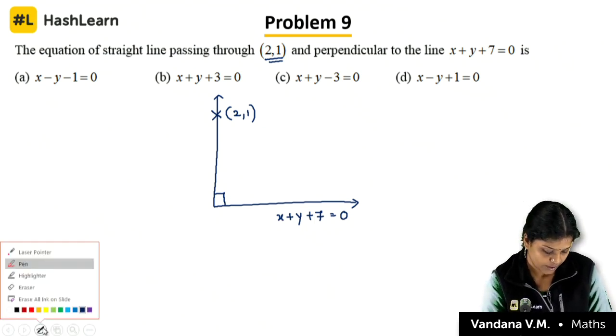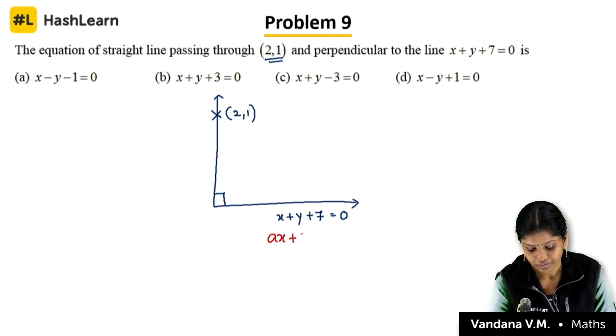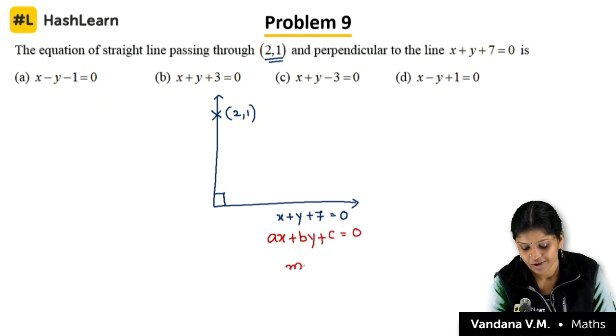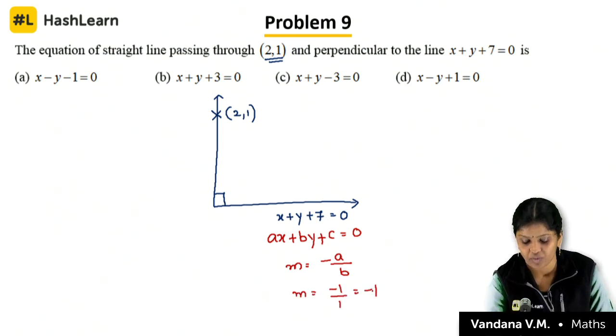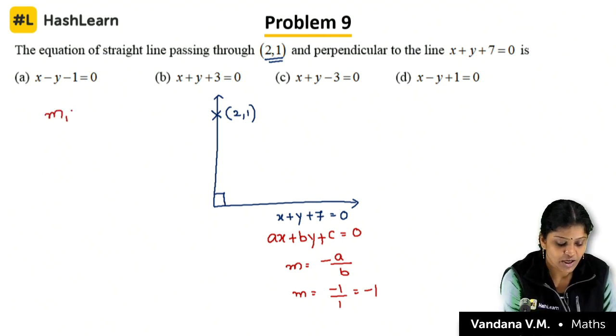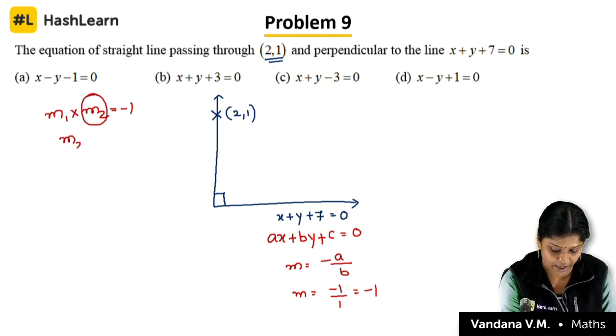I told you already how to find out the slope. It is in the form ax plus by plus c is equal to 0, and the slope is minus a by b. So, m is equal to minus 1 by 1, that is equal to minus 1. When two lines are perpendicular, the condition is m1 into m2 must be equal to minus 1. If I would like to find the second line slope, m2 is equal to minus 1 by m1.